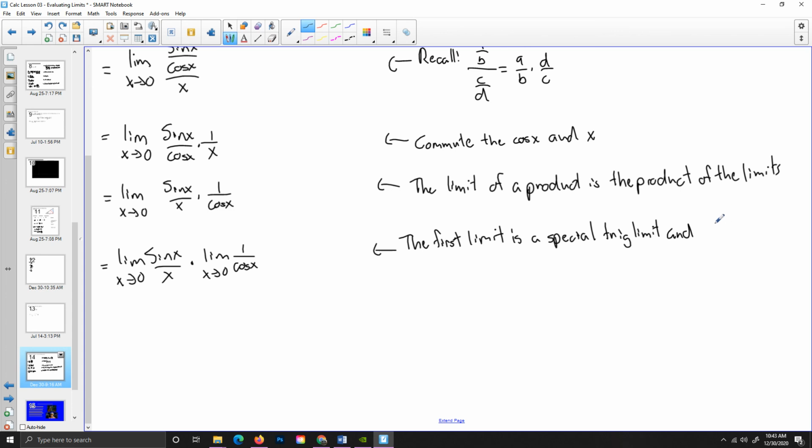And the second limit can be evaluated through direct substitution. And so when I let x equal 0, the cosine of 0 is 1. 1 over 1 is 1. So this is just 1.